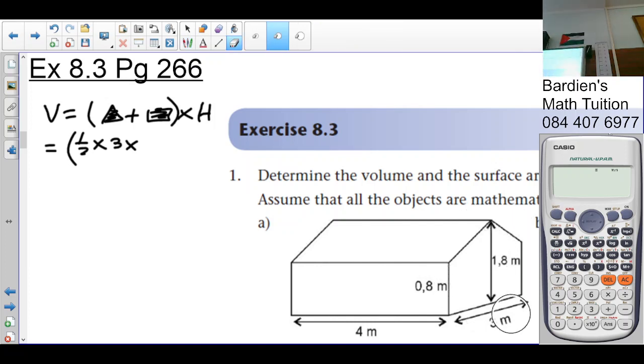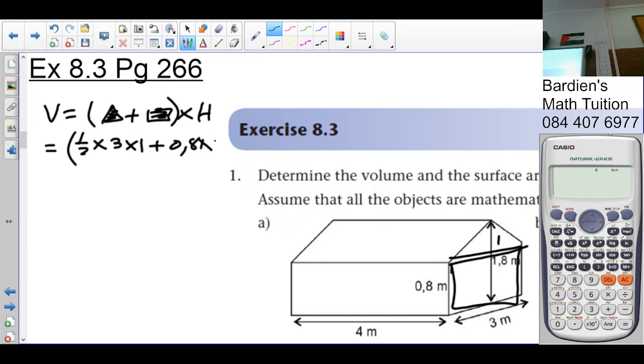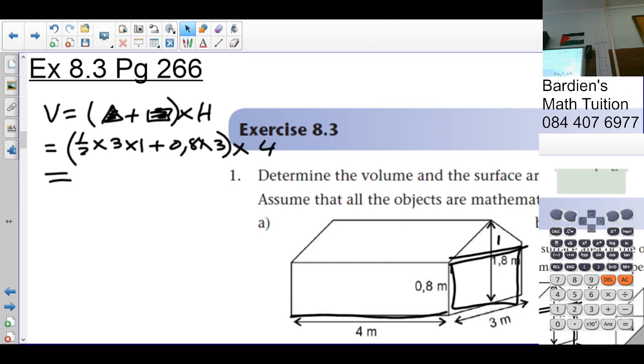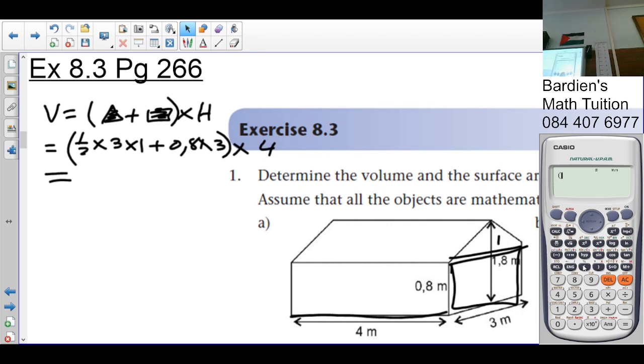So we have a perpendicular height of 1, plus the area of this rectangle, length times breadth, so 0.3 times 3, times the depth of this object, which is 4. So that would be open brackets, a half times 3 times 1 plus 0.8 times 3, times 4. That gives you 15.6, is that correct? So it's 15.6 meters squared.